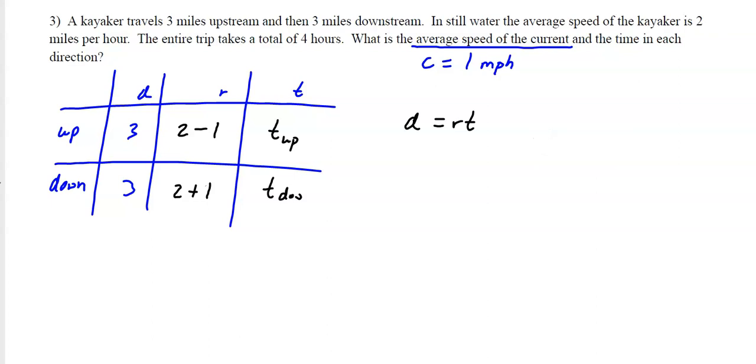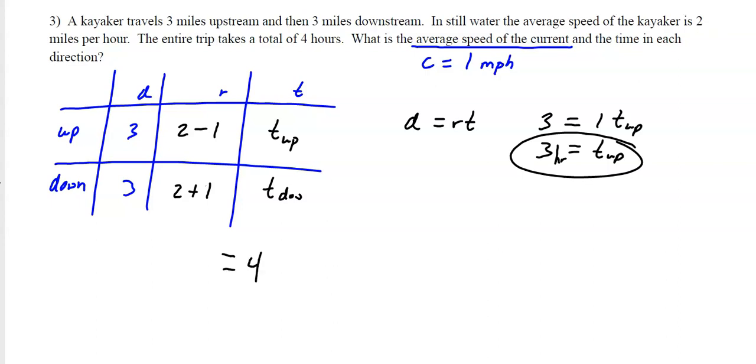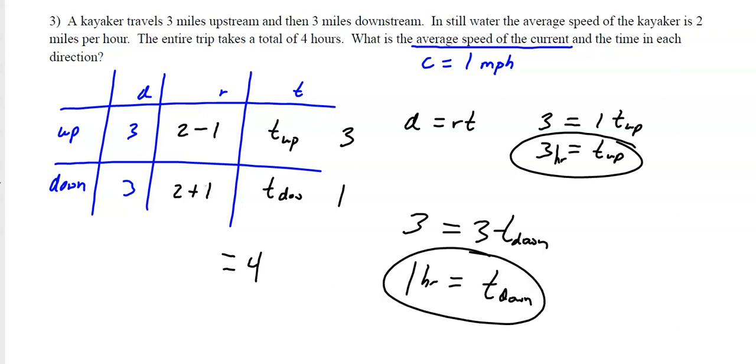For the top row, distance equals rate times time, divide, and I get the time up is going to be 3 hours. And once I know that this is 3 hours, this is 1, I could divide the other way. I could do distance equals rate times time down, divide, and time down is going to be 1 hour. So that's how you can also go back. So you should be able to get all 3 unknowns, the c and then the 2 times, once you get the 1 open.